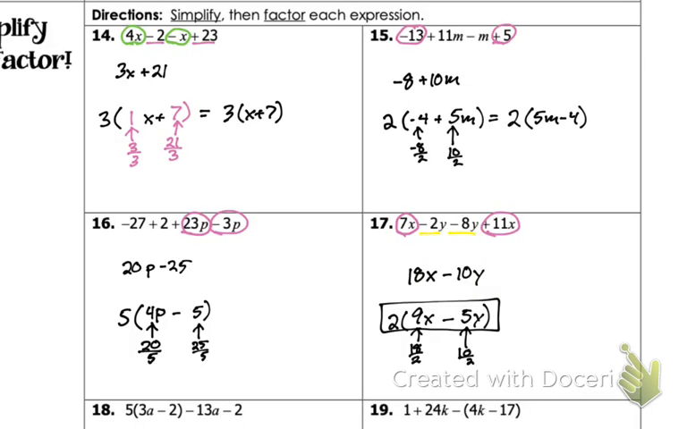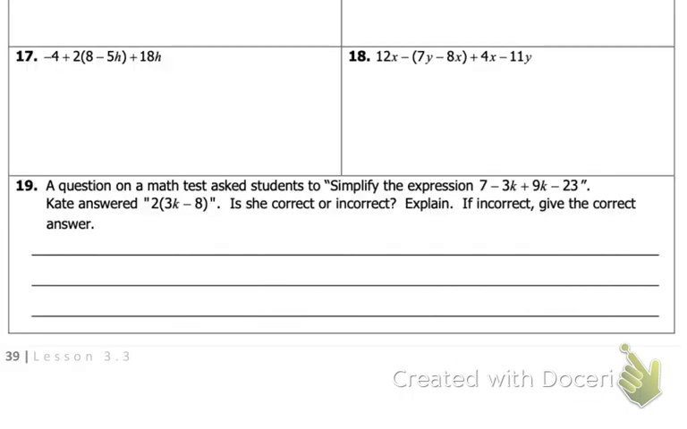Then you have 17, 18, and 19 to do. You have 10 minutes to get that done. You should be able to do that. I am going to also check your homework that was due today. Remember, this one is not due today. It was that 3.2, that distributing one.